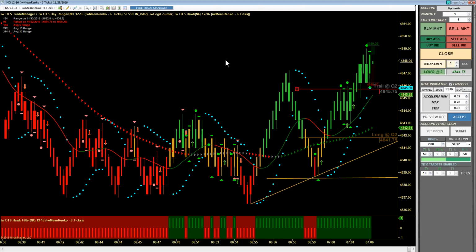Okay, so you can see the parabolic strategy is a little bit more aggressive than one of the other strategies we were looking at, but this is a counter trend move, so I don't mind getting the stops in tight.